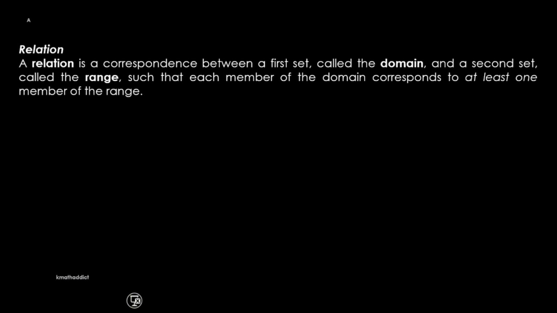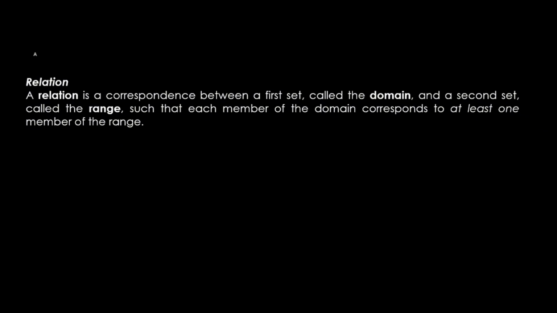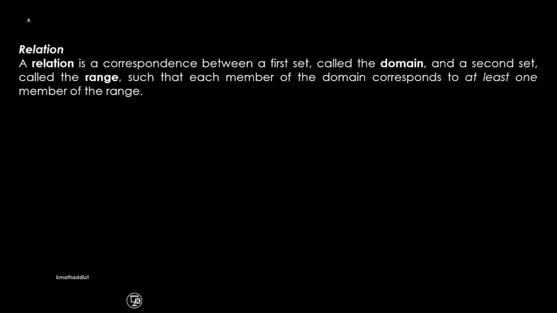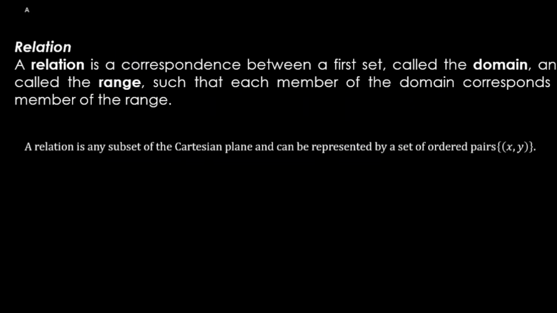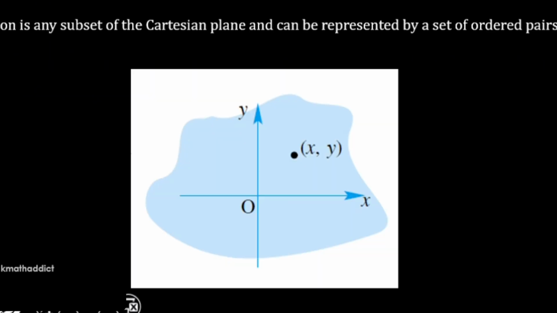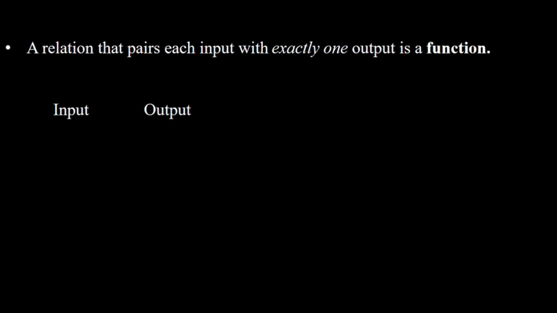A relation is defined as what? It is a correspondence between a first set called the domain and a second set called the range, such that each member of the domain corresponds to at least one member in the range. A relation is any subset of a Cartesian plane, and can be represented by ordered pairs. This is a relation represented like this, an x, y relation.